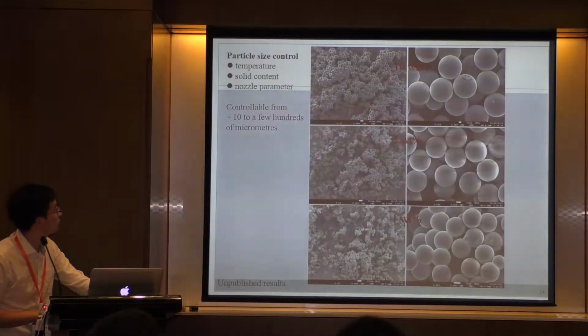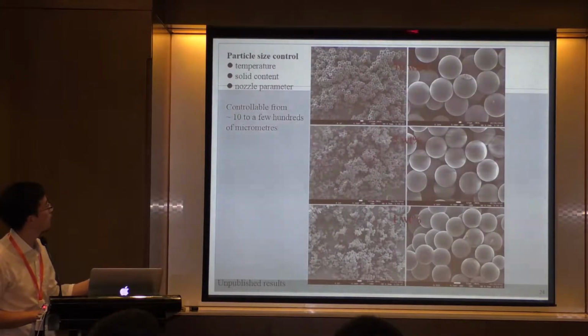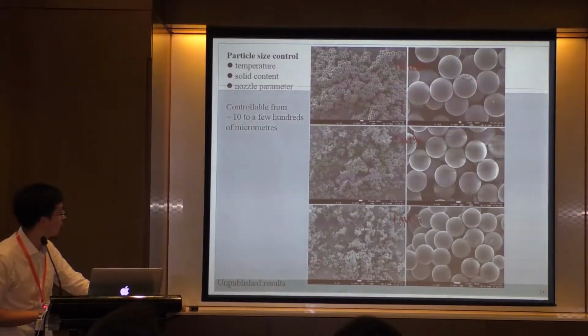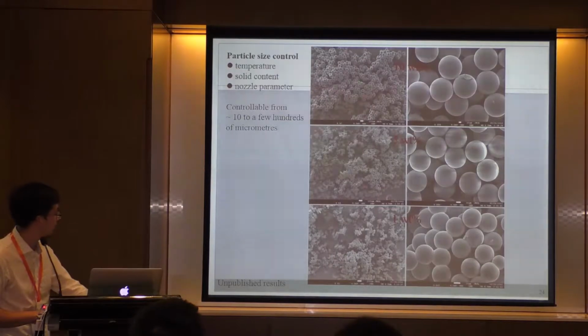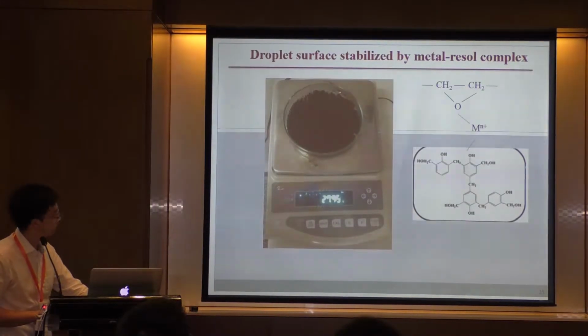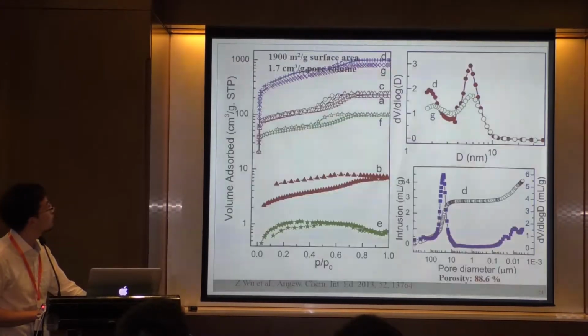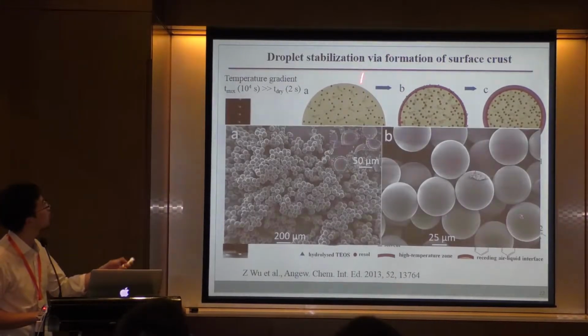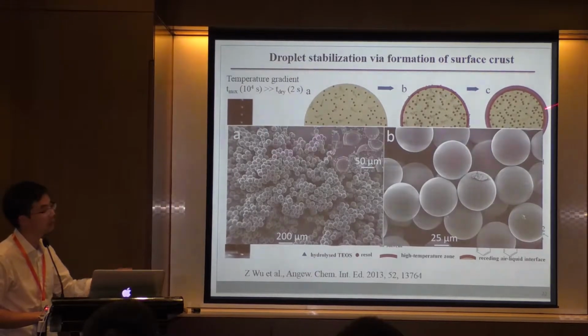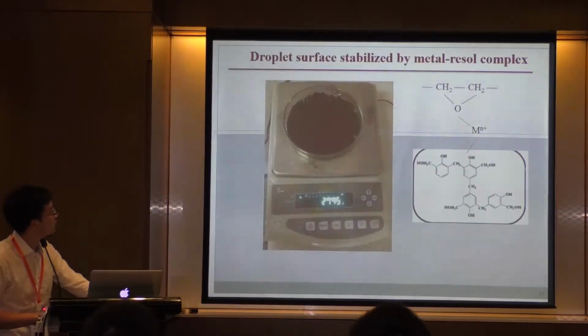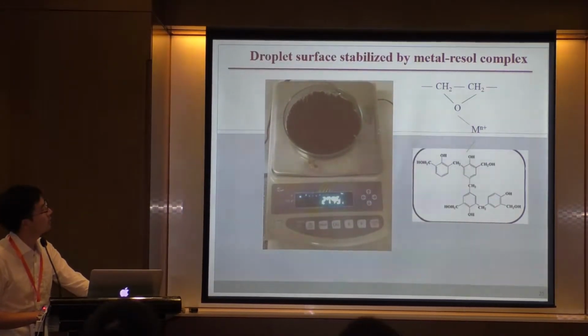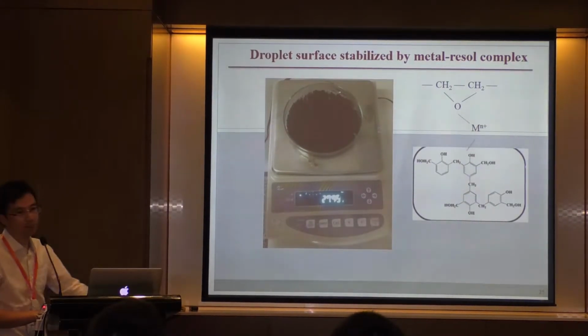So we can also control the size. Simply by controlling the solid content and the drying temperature, we get different sizes of microspheres. Okay, finally I will introduce the nanoparticle loading. So here in this case we use the surface crust to stabilize the droplets. And another method to stabilize is using coordination chemistry.